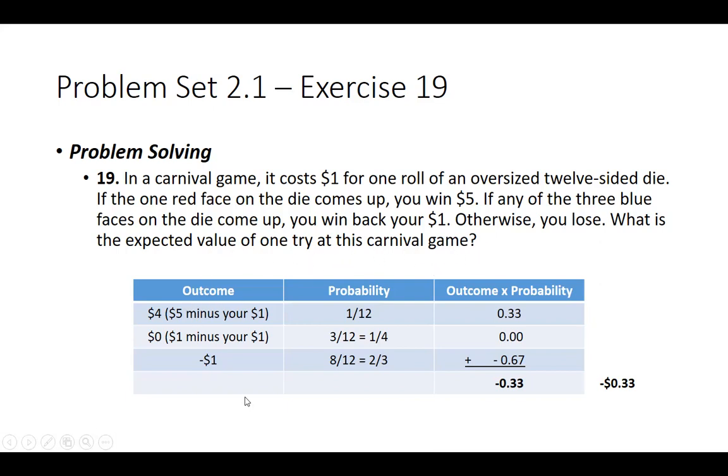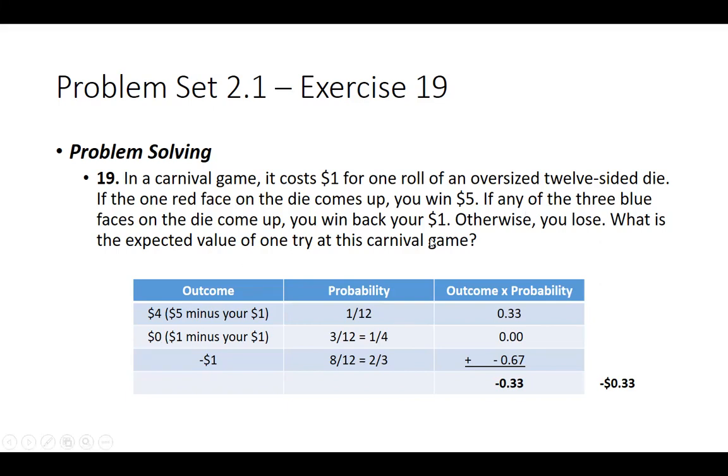So let's look at the possible outcomes. If the one red face on the 12-sided die comes up, you win $5. It costs $1, so you're actually only getting $4, $5 minus your $1. That was one red face out of 12 sides, so the probability would be 1/12. If we multiply the $4 times the 1/12, we get 0.33 for that row.